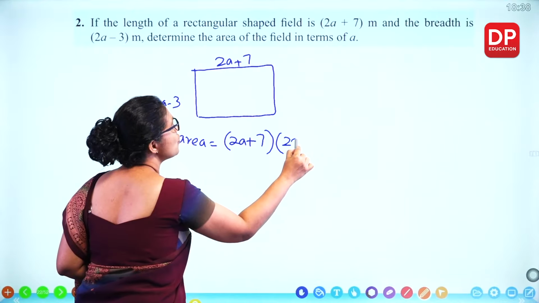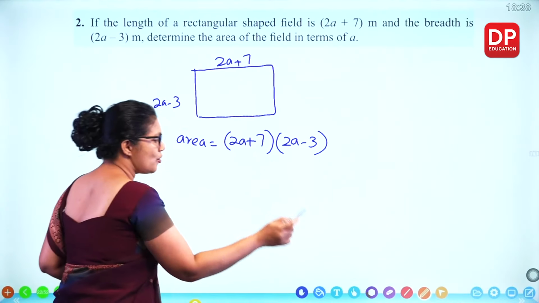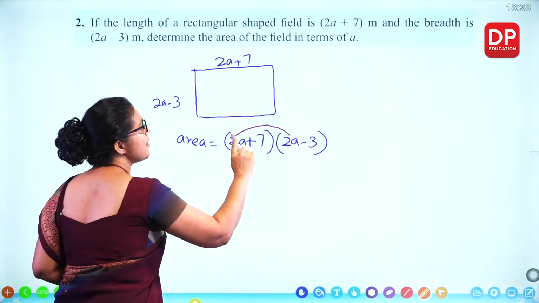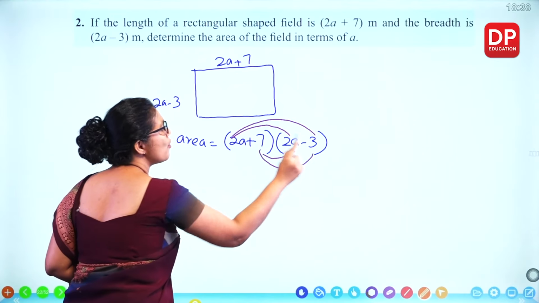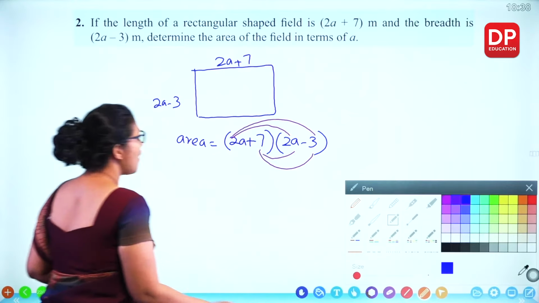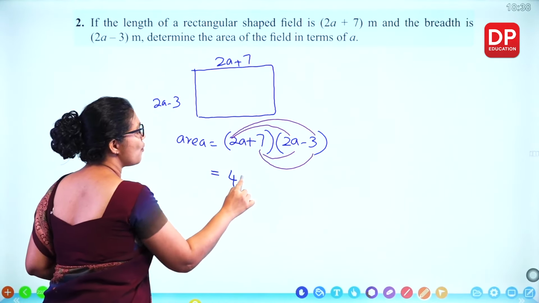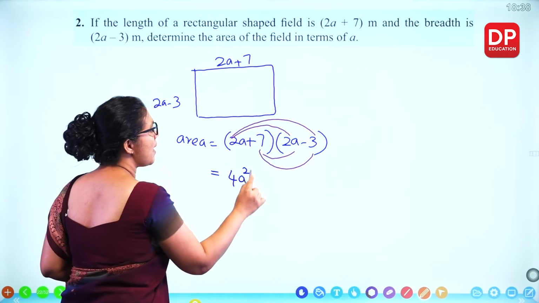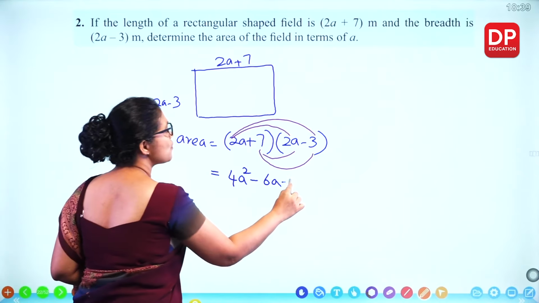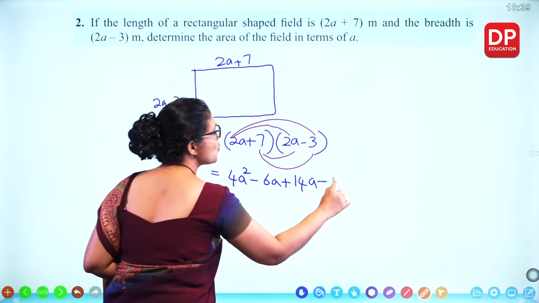So here what you do? You multiply. This is a binomial expression. You can use the rainbow method. How do you apply the rainbow? You draw the rainbow like this and multiply to get the final answer. So what's the area? 2a times 2a becomes 4a squared. 2a times minus 3 becomes minus 6a. 7 times 2a becomes 14a. And 7 times minus 3 becomes minus 21.